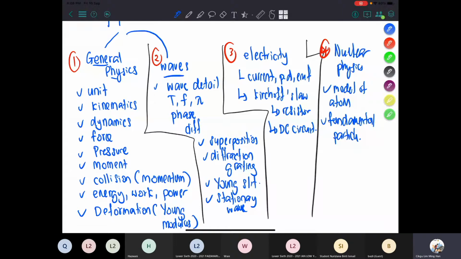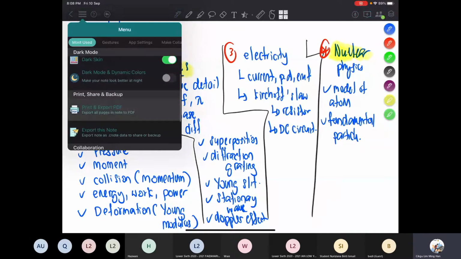Now what we're going to do today is focus on nuclear physics. We try not to make any mistakes on nuclear physics, and maybe on waves. For waves, I forgot to mention the Doppler effect. So let's have a look at this.